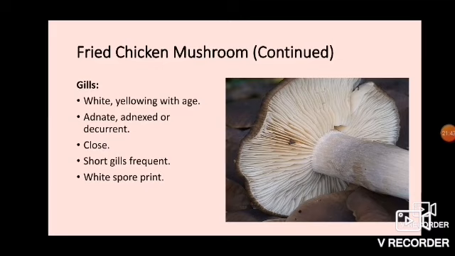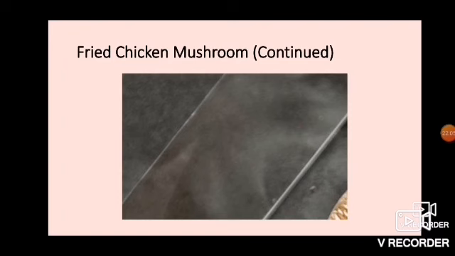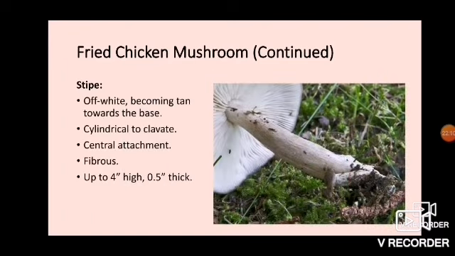So the gills are white, yellowing with age. They are also variable, which is another problem in IDing these mushrooms. They can be adnate, adnexed to decurrent. They are close together. Short gills between them are frequent, and this produces a white spore print. Not a very good example of a white spore print, but it is what I found.